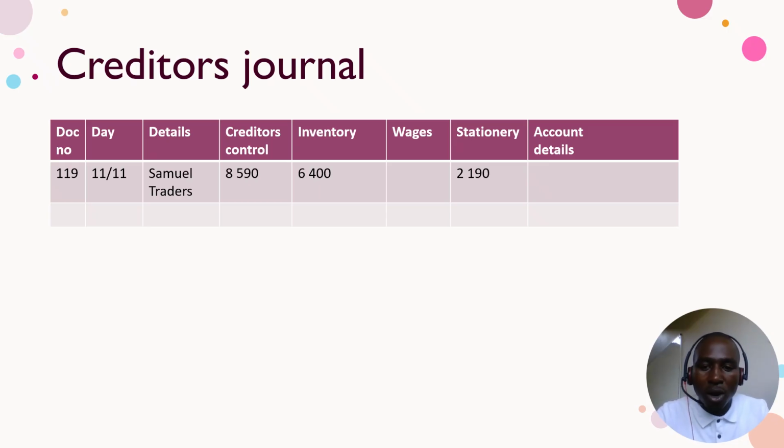So remember, on CRJ you record money received, money coming into our bank account. On CPJ, you record money paid, money going out of our bank account. On the debtors journal, we record credit sales. On the creditors journal, we record credit purchases. This is easy. You just need to know where to record and which accounts are affected. It is easy peasy. You can do it.